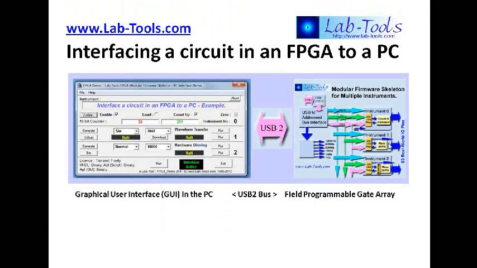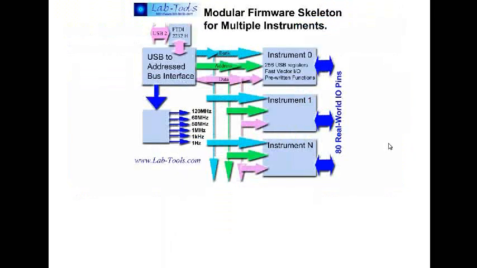The purpose of this video is to demonstrate how to interface a circuit created in hardware description language in a field programmable gate array to a PC. The PC commands can be script, or in this case, can be generated by a GUI. These data commands are transferred over the USB to a modular firmware skeleton for multiple instruments.